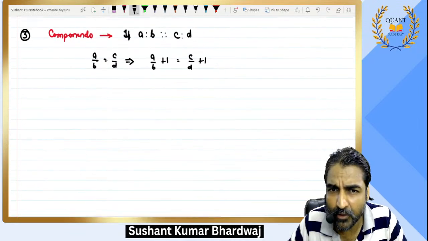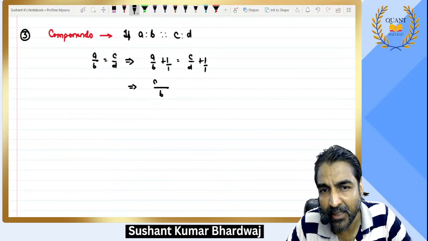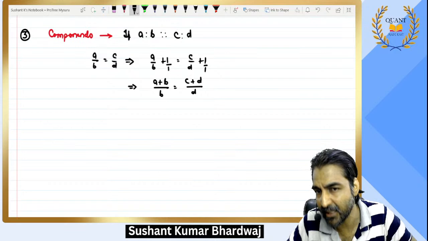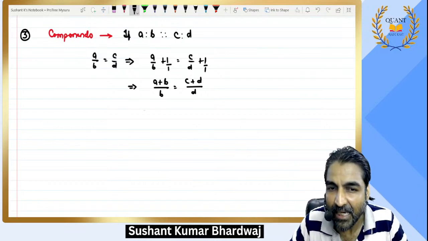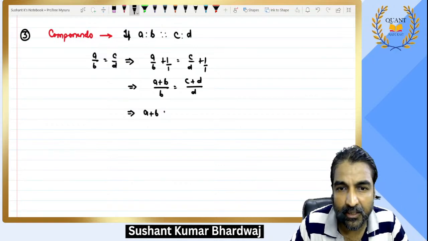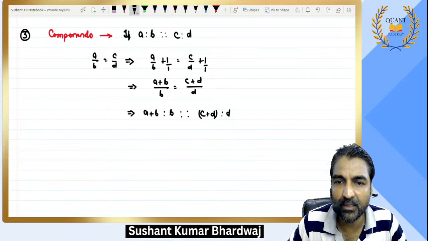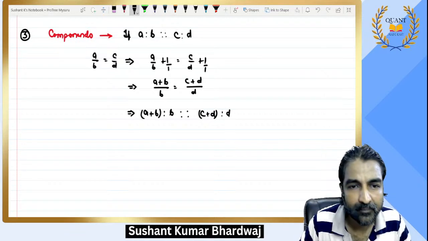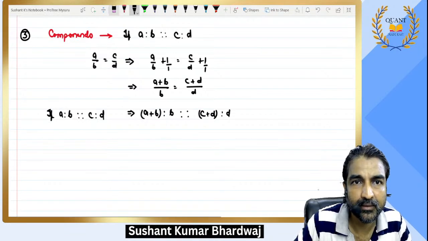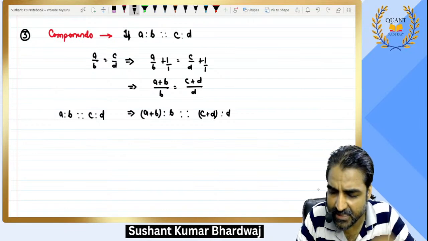And see what we do. The LCM will be B, so it's A plus B upon B is equal to, with LCM D, C plus D upon D. Is that clear? This implies in the case of componendo, A plus B ratio B is proportionate to C plus D ratio D. We can write it in small parentheses. Means if A is to B as C is to D. Now is it clear?